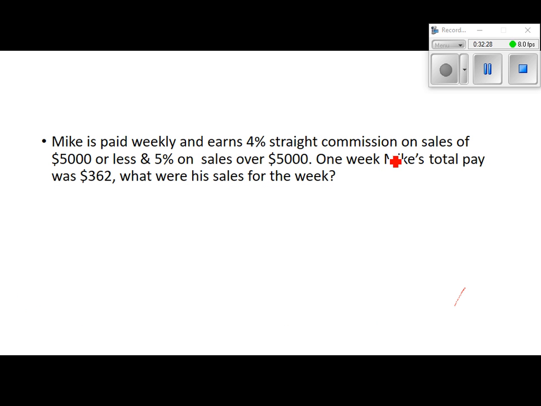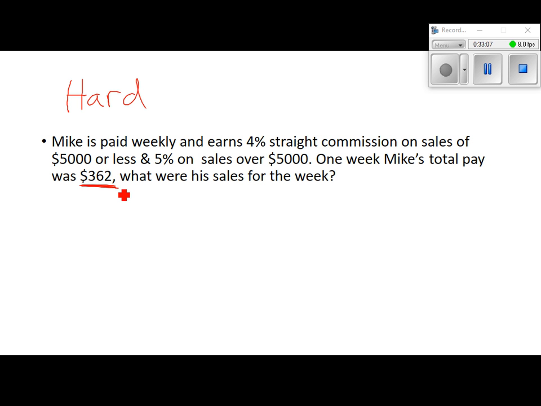Mike is paid weekly and earns 4% straight commission on sales of $500 or less, and 5% on sales over $5,000. Sorry, that was $5,000 or less. Didn't see the extra zero. 1 week, Mike's total pay was $362. What were his sales for the week? This is one of the harder problems, because they're telling you how much commission he made, and they want you to figure out how to go from there.